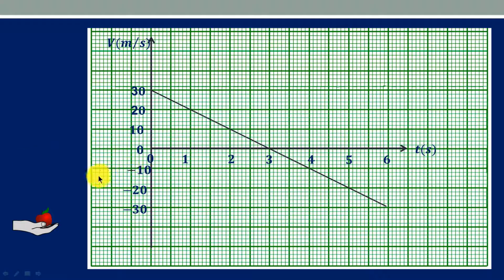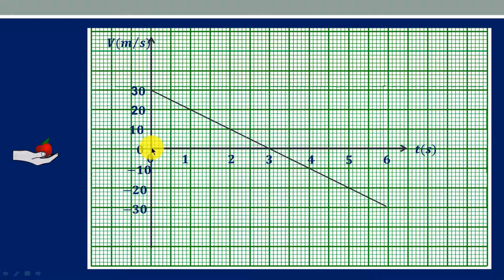The object is released with a velocity of 30 meters per second. And then it comes back to the hand with a velocity of 30 meters per second, but in the opposite direction. And this is how the velocity time graph looks like. So the object is projected vertically upwards with a velocity of 30 meters per second. So when t is 0, the object has a velocity of 30 meters per second vertically upwards. Of course, we are going to take vertical motion as positive. That is why these values are positive.